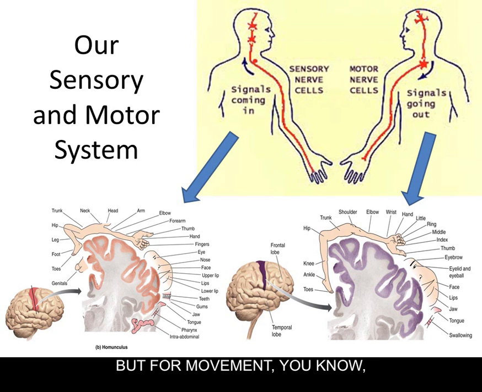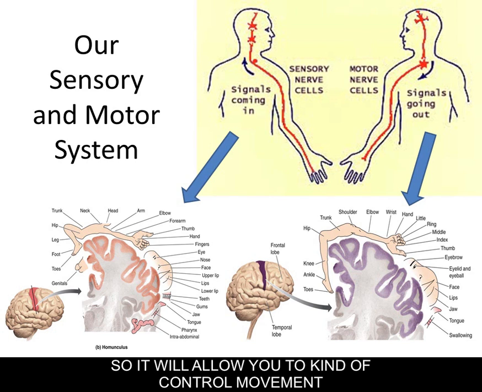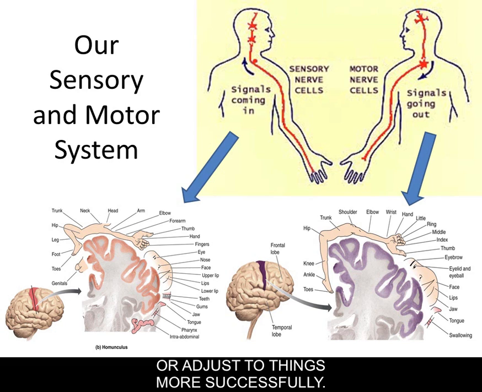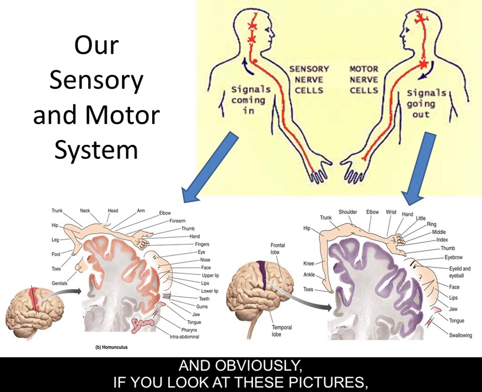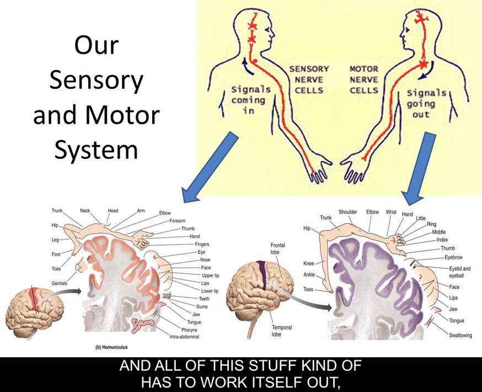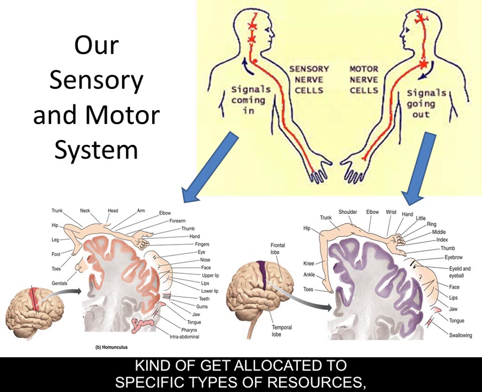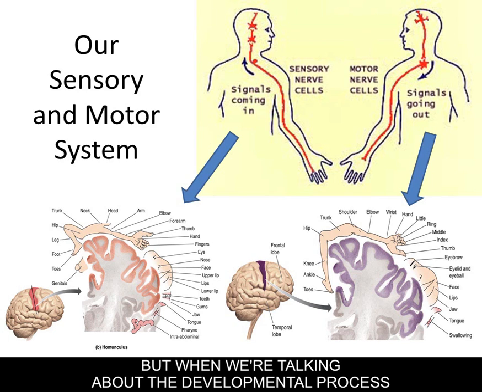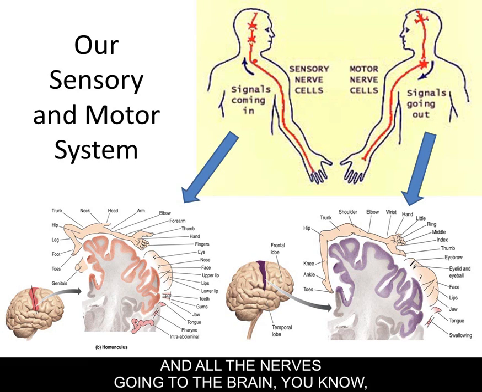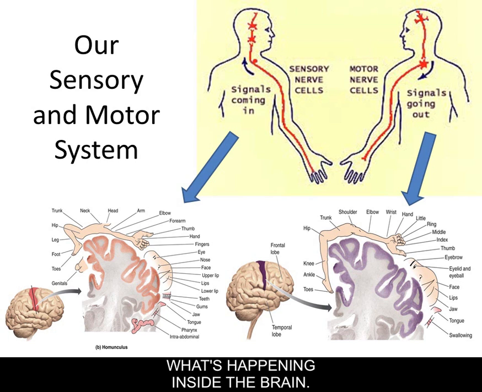But for movement, you've got other areas that are highly concentrated, which allow you to control movement or adjust to things more successfully. And obviously, if you look at these pictures, another area that gets a lot of dedication in your brain is the hands. All of this stuff has to work itself out. Experience can dictate which parts of your brain get allocated to specific types of resources. But when we're talking about the developmental process and all the nerves going to the brain, a big part of this developmental process and its complexity is what's happening inside the brain.